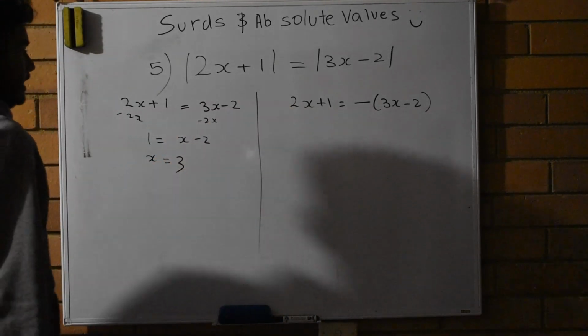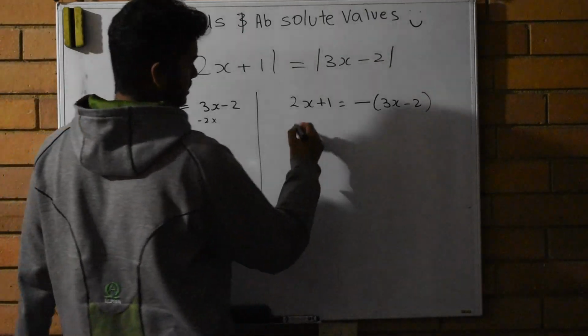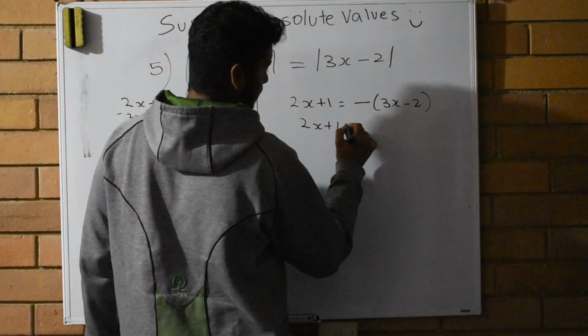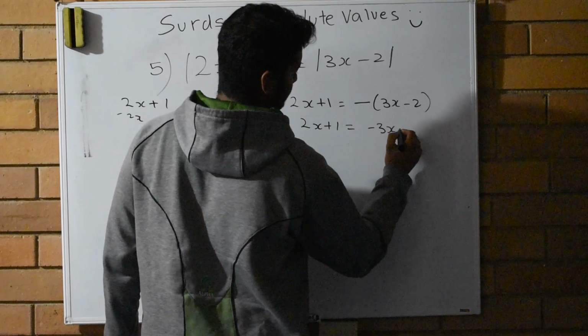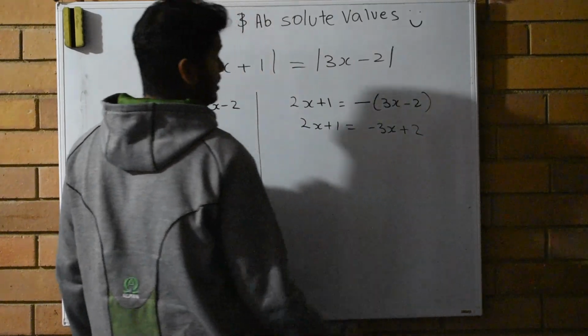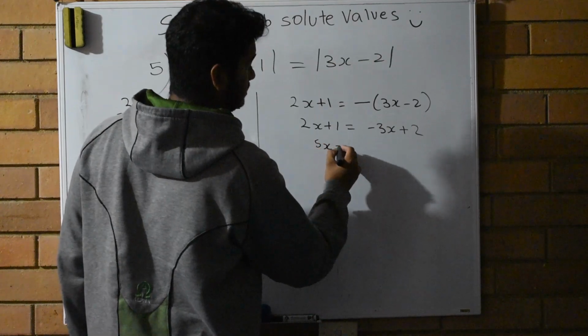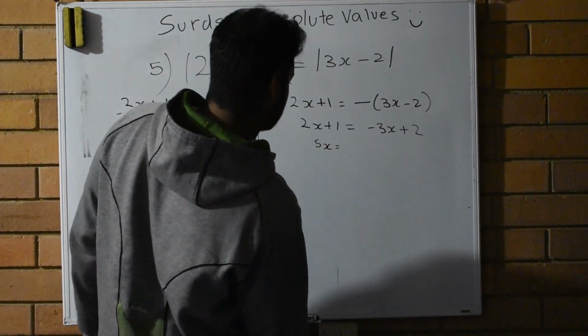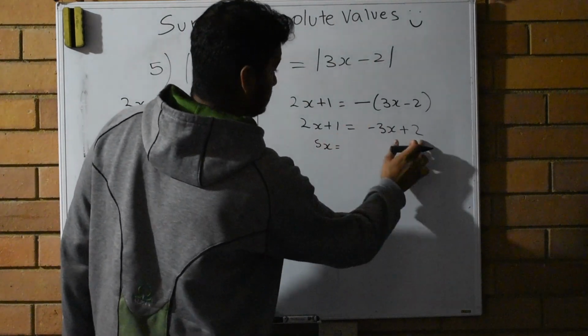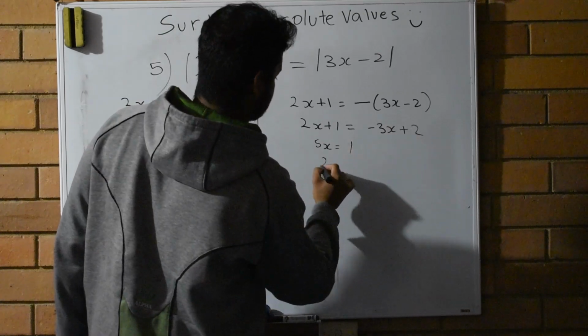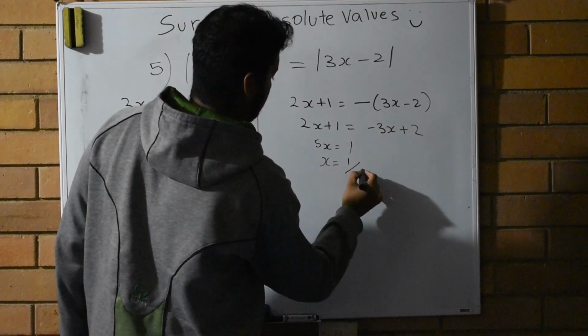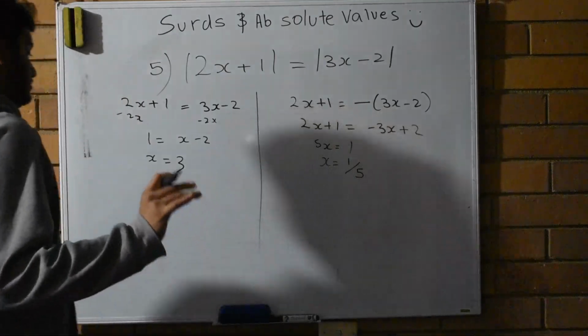Okay. And then this one here is going to be 2x plus 1 gives me negative 3x plus 2. And then just add 3x to both sides, it's 5x. And this one is going to give me 1. So x is just going to give me 1 over 5. Now check.